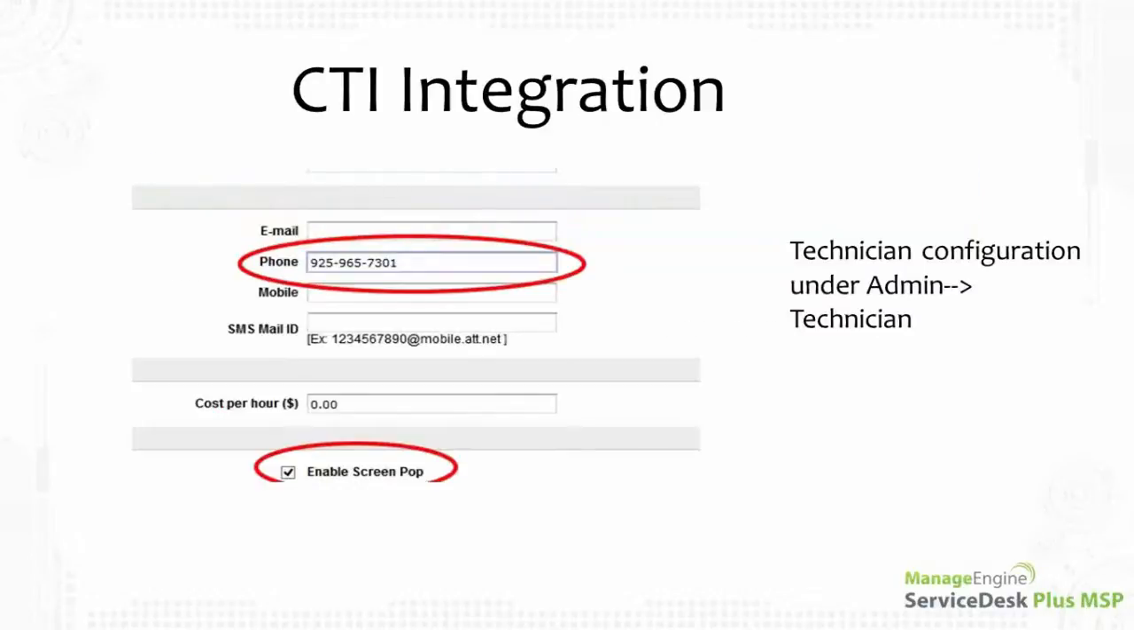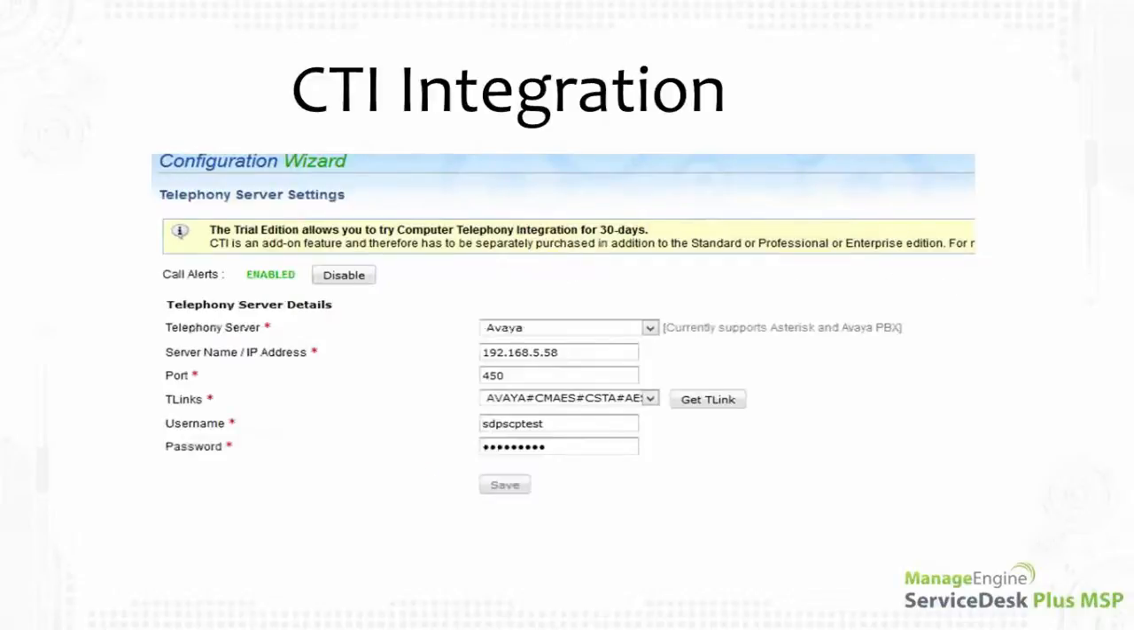Once you do this, click on the Save button, and it will show a success message. Then automatically the call alert section will be enabled. And if you don't want the integration and want to disable it for a while, you can click on the option called Disable.